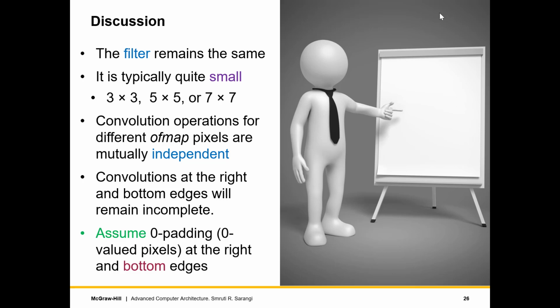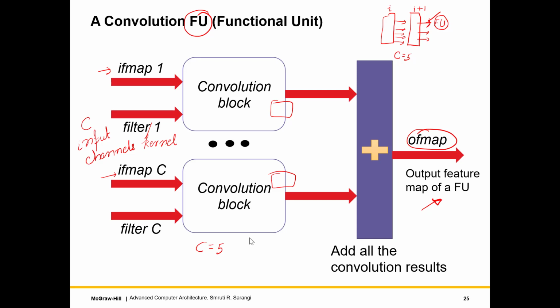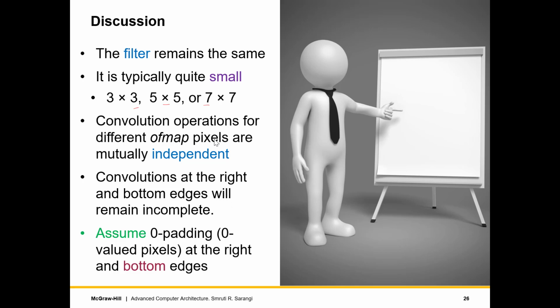So let's look at a short discussion. The filter, of course, remains the same for a single convolution. It is typically quite small, 3 cross 3, 5 cross 5, 7 cross 7. Furthermore, convolution operations for different OF map pixels are mutually independent. So as you can see, if I have this large IF map, then whether I'm computing the convolution in this zone or in that zone, it should not matter.